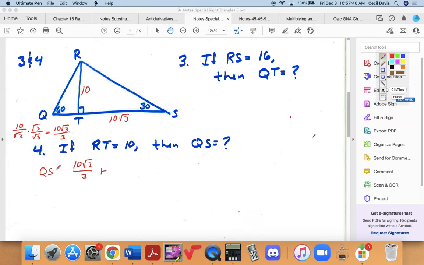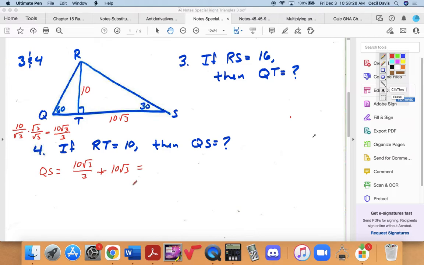So QS is going to be equal to 10 square roots of 3 over 3 plus 10 square roots of 3. Can we multiply 10 square roots of 3 by 3 to get 3 out from the denominator? No. If you're going to multiply something by 3, you've changed its value. Can we multiply both by 3? Well, then you'd have to multiply QS by 3 also. You could. There's a more straightforward way.